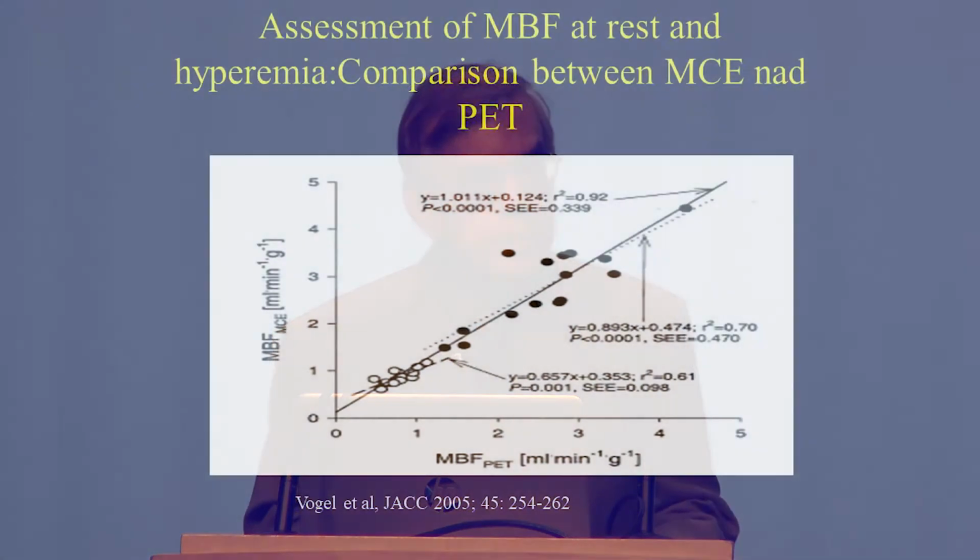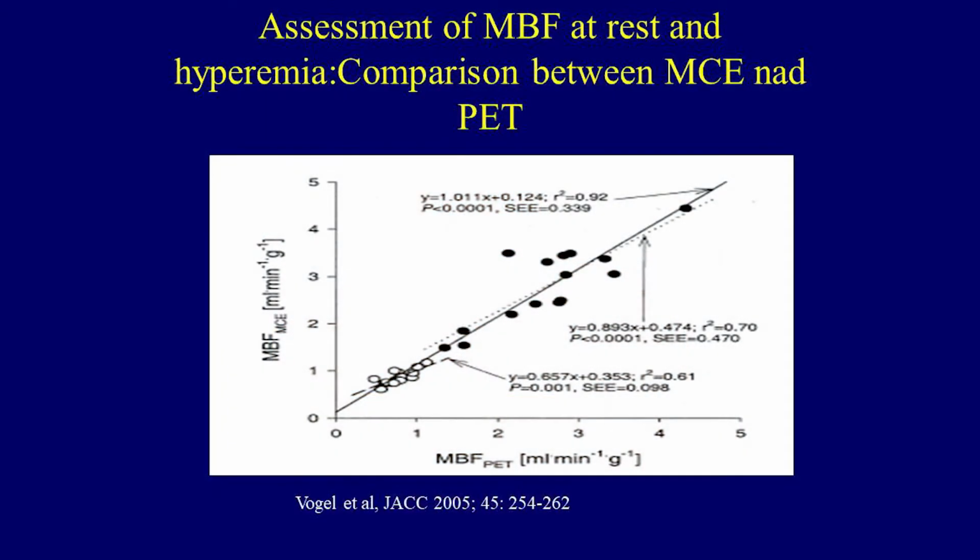Now, this is a comparison with PET in humans. And you can see there are many dots here, some at rest, some at hyperemia, meaning after stress. And you can look at the line. It's almost perfectly matching what you can see with PET. So without radiation, at the bedside, you can get a perfectly accurate way of assessing myocardial blood flow.